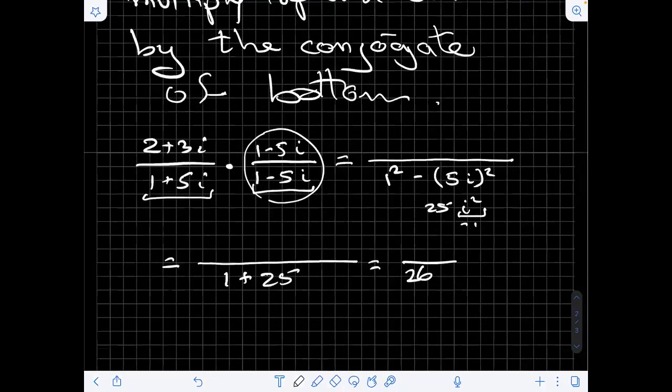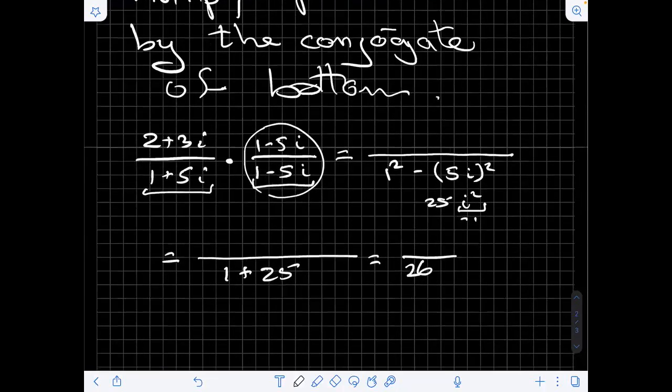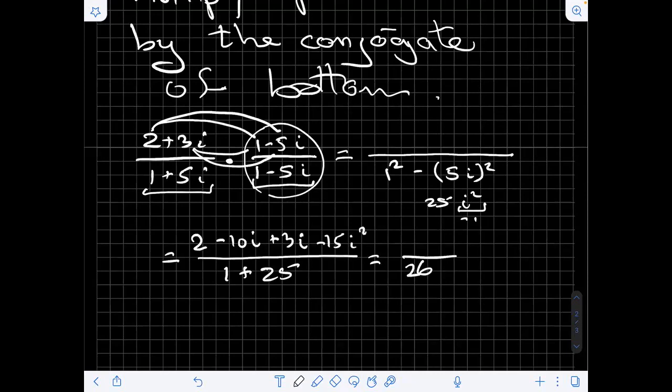Let's look at the top. On the top, we're just going to multiply every term on the left with every term on the right. So 2 times 1 is 2. 2 times minus 5i is minus 10i. 3i times 1 is 3i. And 3i times minus 5i is minus 15i squared. Now we treat the i squared as minus 1. Minus times minus is plus, so that's actually plus 15. So we'll just tidy it all together.